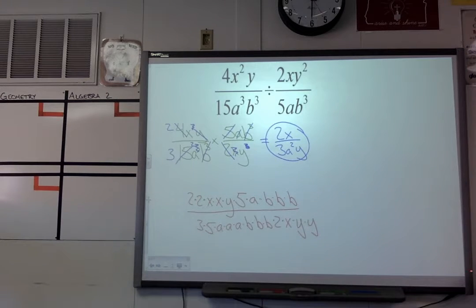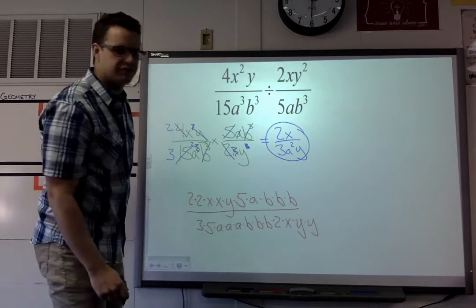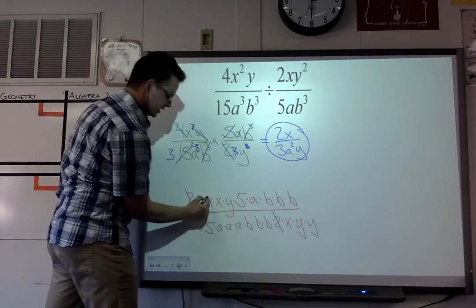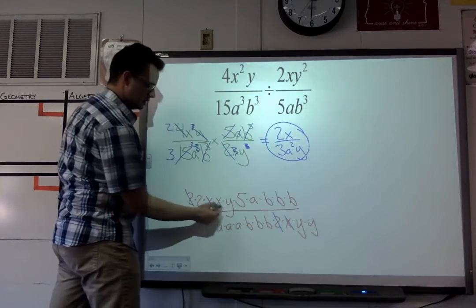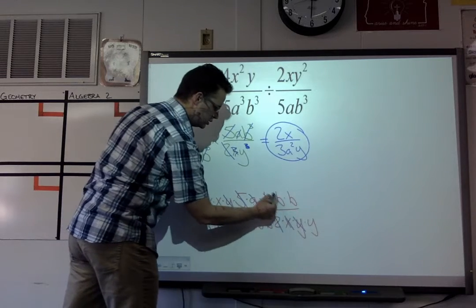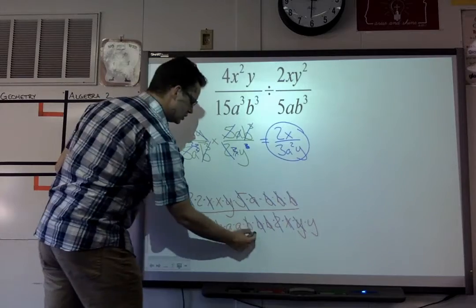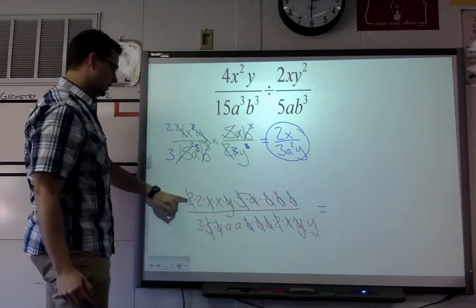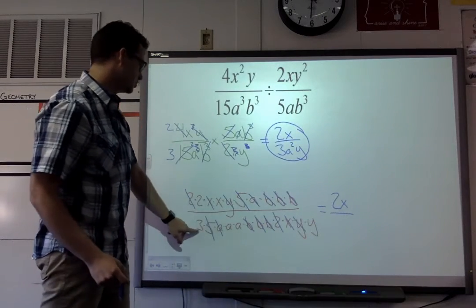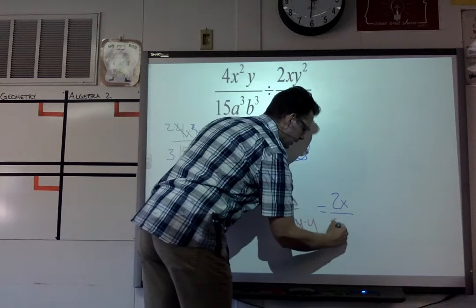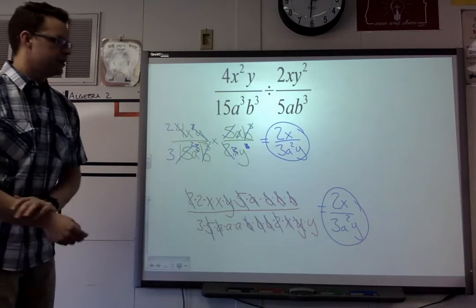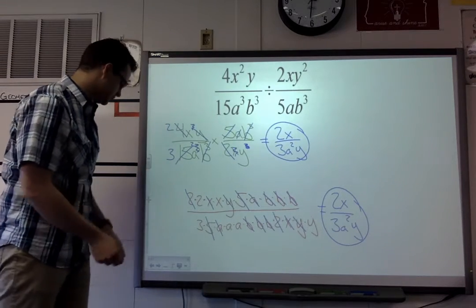So again, I'm just writing out the factored form of each term in this. And then I'm going to go through and cancel out everything that I can. So I've got a 2 that I can cancel. I've got an x that I can cancel. A y, 5, 1 a, and 3 b's. So then in the numerator, I'm left with 2 times x. In the denominator, I'm left with 3 times a squared times y. So that's multiplying and dividing rational expressions.